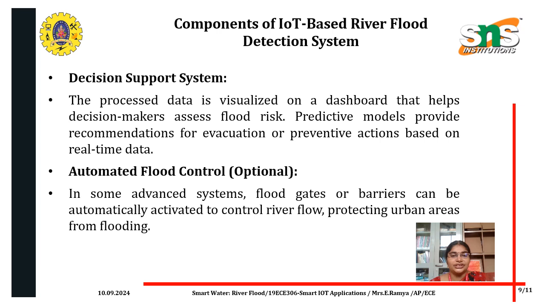Next one is the decision support system. The processed data is visualized on a dashboard that helps decision makers assess flood risk. Predictive models provide recommendations for evacuation or preventive action based on real-time data. Then there is automated flood control. In some advanced systems, floodgates or barriers can be automatically activated to control river flow, protecting urban areas from flooding.